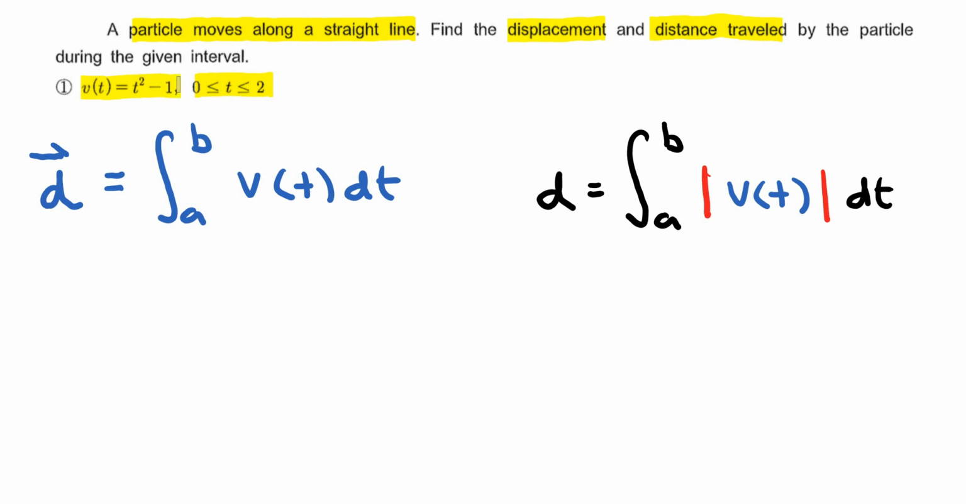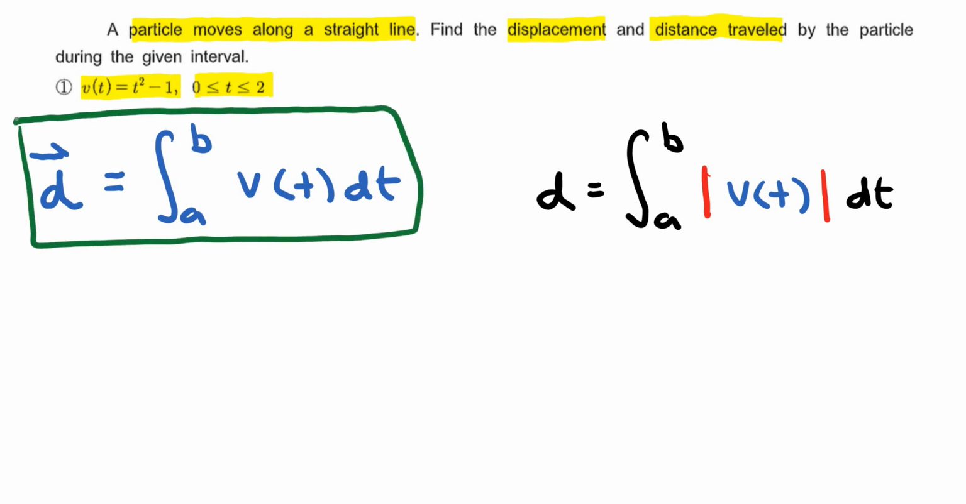t squared minus 1. For this particular problem, all we're really trying to do is make sure that you understand how to input the time values and your velocity function into the formulas for displacement and distance traveled. Here is our displacement formula. It's the integral from a to b of your velocity function with respect to t. All we have to do is input the numbers into this formula.